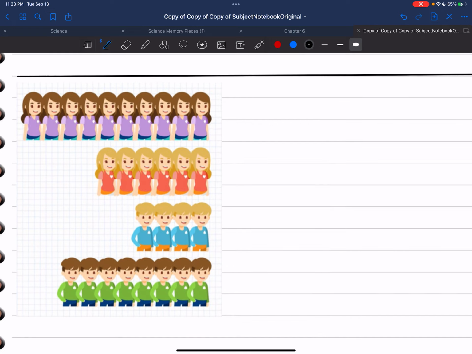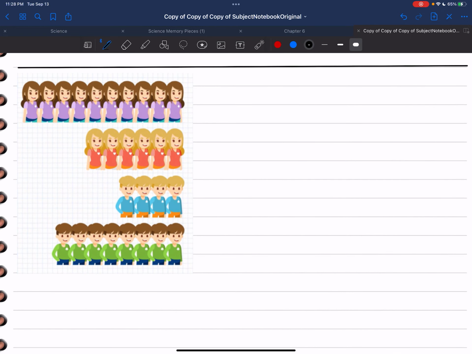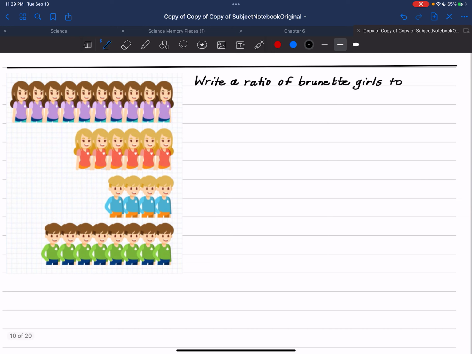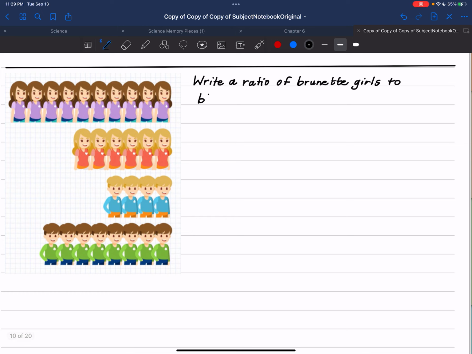But for this example, I want you to write a ratio in all three forms of brunette girls to, there's that word to, that's so important, blonde children. In all three forms. And you can pause the video if you want to.